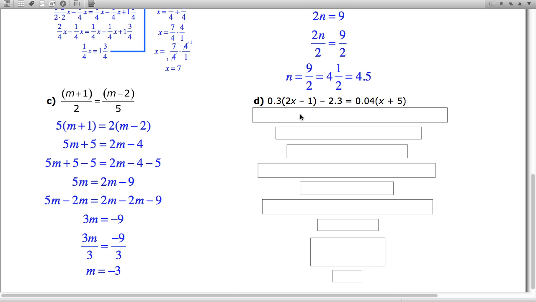Now part D, this is the last one on this page. We've got another equation that's got some decimals to it. I'm just going to deal with the decimals, and I'm going to go ahead and expand the brackets. So I'm skipping step 1 and moving on to step 2.